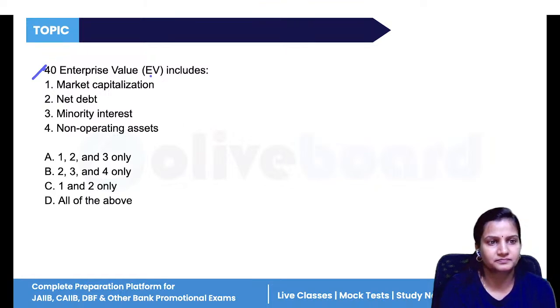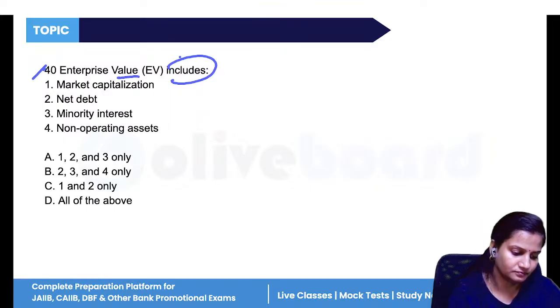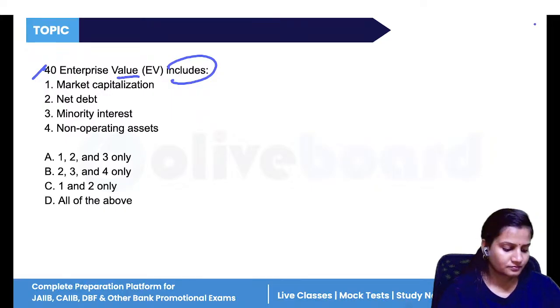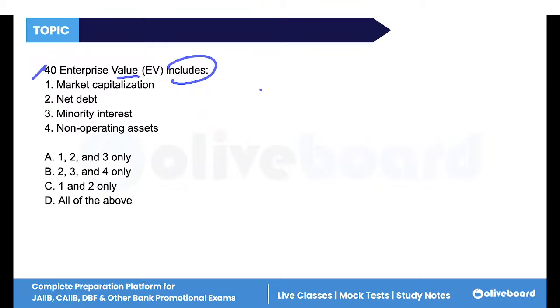Now, next question number 40. Enterprise value indicates or includes market capitalization, debt, minority interest, and net operating interest. So all of the above is the correct answer.